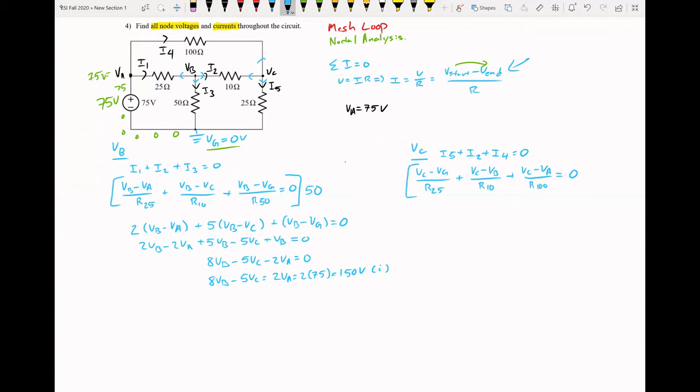Okay, and if we come in here and multiply by our common factor of 100, we will get 4 times V of C minus V of G, plus 10 times V of C minus V of B, plus V of C minus V of A, and that'll be equal to 0. We go ahead and factor all of this out.